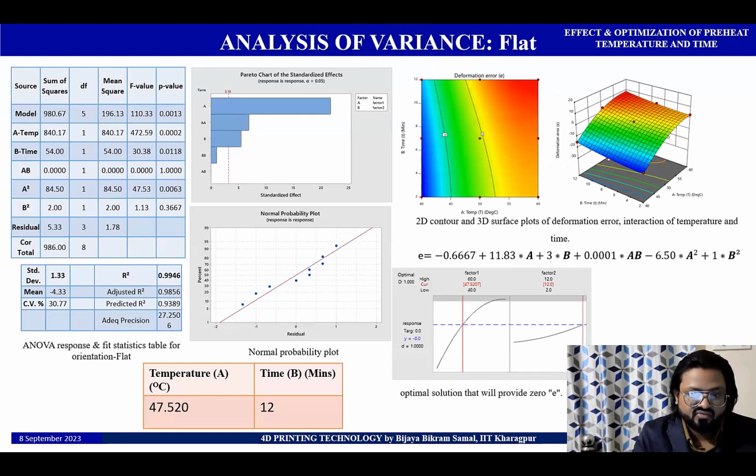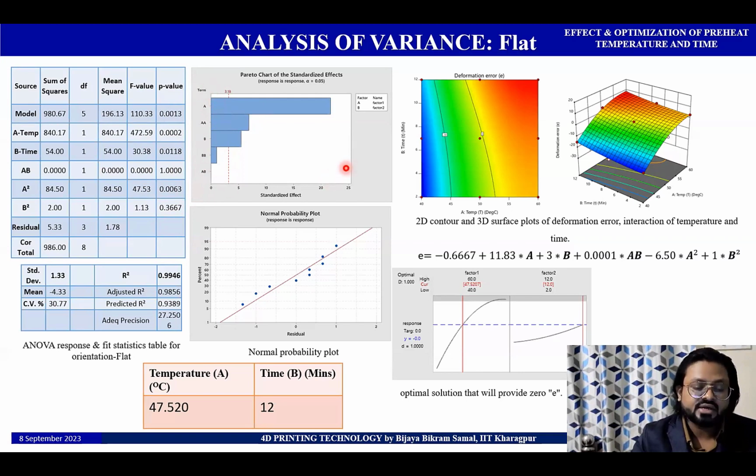For the flat case, where we have printed the part in a flat orientation, we can see in the ANOVA table that the model is significant, as we have got a p-value of 0.0013. Here we have considered a confidence level of around 95%, and the p-value is less than 0.05, so it is significant. Among the process parameters, their interactions and the square terms, a few are also important, and which among them is more important, we can find out by ranking them.